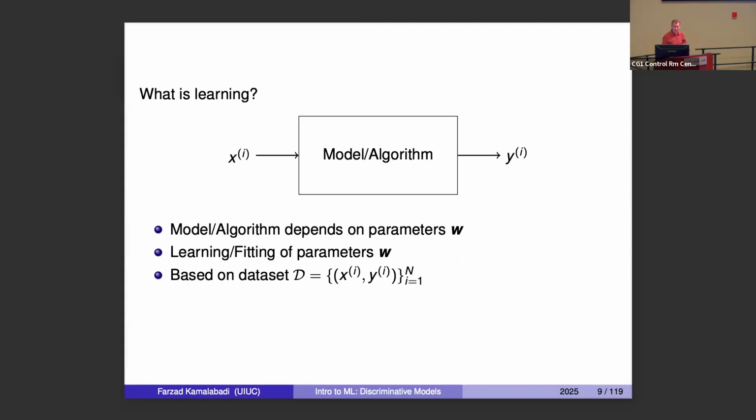Okay, so what is the learning? The learning part is that the model algorithm depends on a set of parameters, and this is essential. This is going to be a theme for the remainder of today, which means that we have these parameters. We parameterize the algorithm, the thing in the center, and we talk about the learning, which is just the fitting of these parameters.